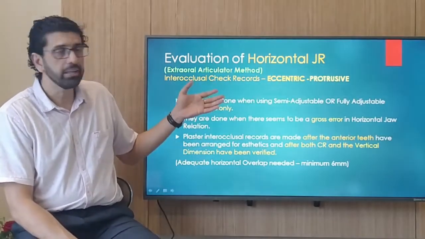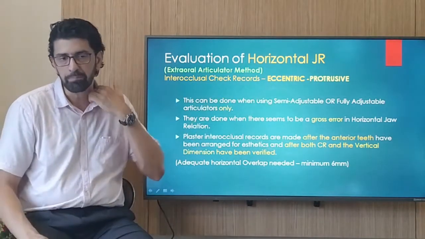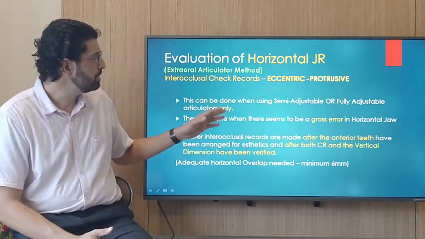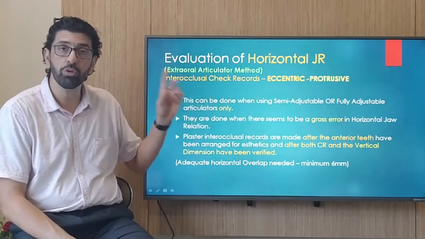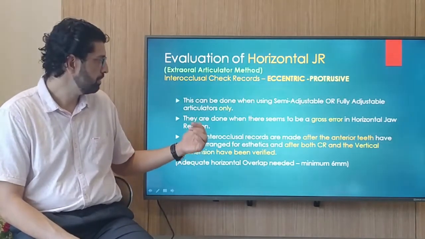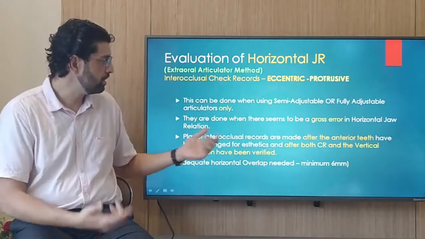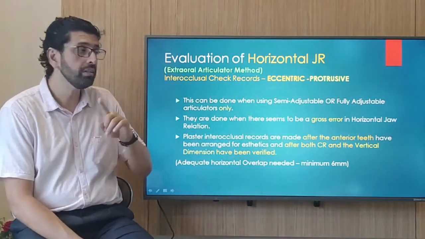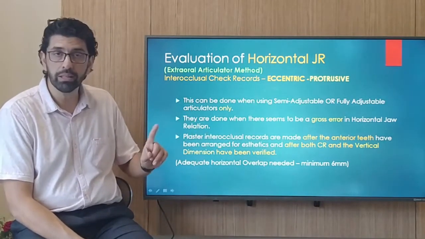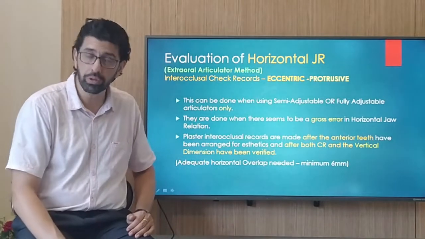So once the centric has been verified, then you have the eccentric position. The eccentric position that we really like to focus on is the protrusal. Okay, so this is the only one that you can use, and this is the one that you can use only if you're using a semi-adjustable or a fully adjustable articulator. No other articulator will allow you to do a protrusal check record. But you can do it when you find that there's a gross error in the horizontal jaw relation, right? So you can use plaster inter-occlusal records or any other material after the anterior teeth have been arranged for aesthetics, okay? And after both the centric relation and vertical dimension have been verified. Once these are verified, you still want to go ahead and check the protrusal record, you can do that, right?